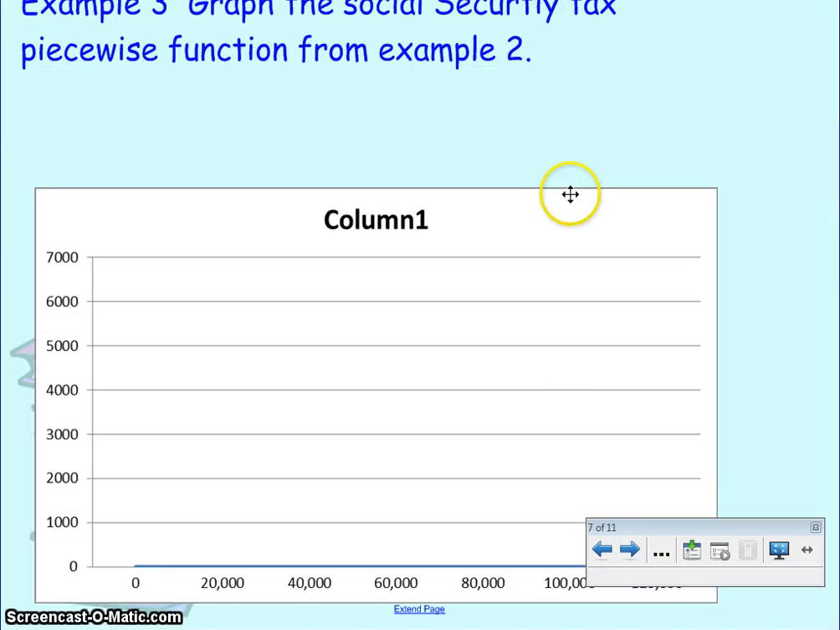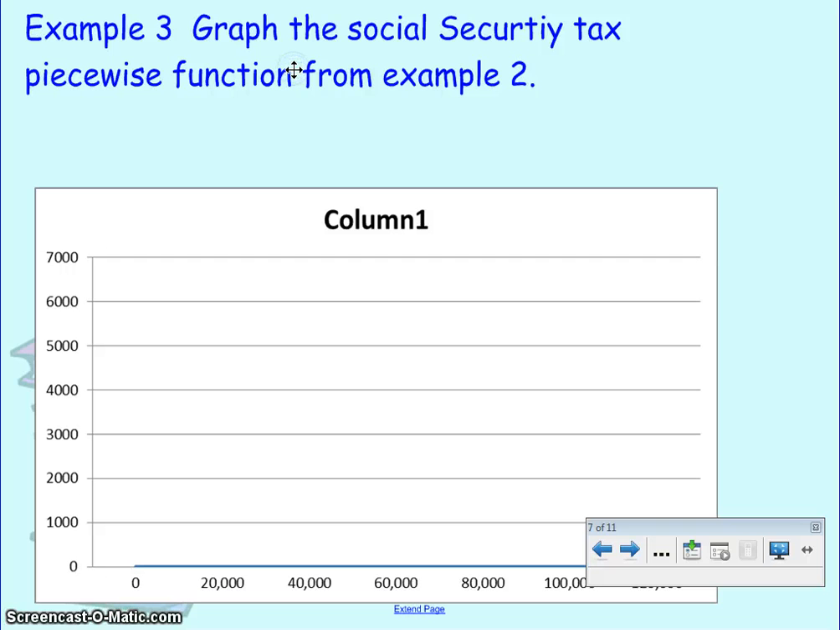All right, for example 3, it says to graph the Social Security tax piecewise function from example 2. So I've gone ahead and placed a graph on here already, and let's see what we know. Well, we know that when the person earns $94,200, which is going to be about right here, that they pay an amount of $5,840.40, which is going to be about right here.